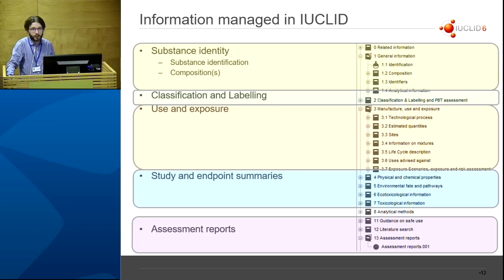If we move to the blue part of this IUCLID dataset, you see studies and endpoint summaries, and this is where you collect information about the properties of your chemicals: phys-chem properties, environmental fate and behavior, ecotox and tox data. And at the end, there is also in purple there a place where you can store assessment reports. So the chemical safety report for REACH, but under biocides, there are other kinds of assessment reports. You can report also the guidance on safe use that later on will be in the safety datasheet.